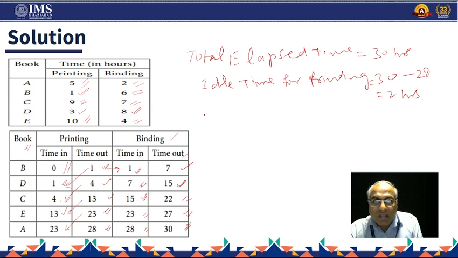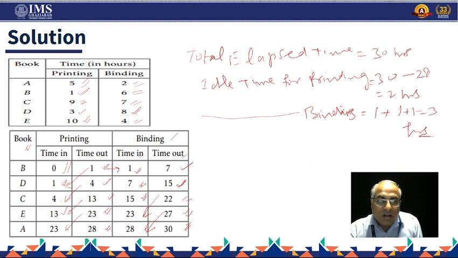Now idle time for binding. What is the idle time for binding? At 30 it is over, but 1 unit is idle time here initially, and then 22 to 23 idle time and 27 to 28 idle time. So 1 plus 1 plus 1, 3 hours is the idle time for the binding machine. This is all in this numerical.